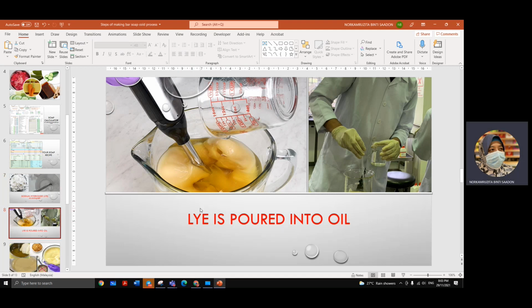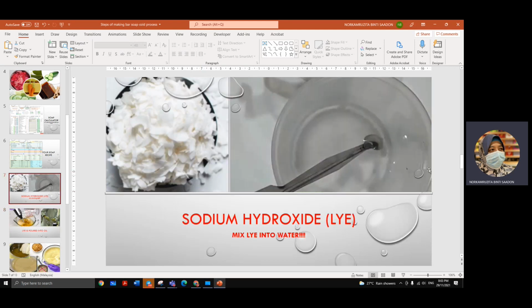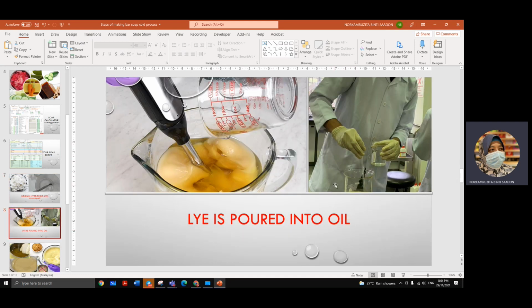So after you dilute your sodium hydroxide into the water, make sure the condition of the solution is clear, crystal clear. It must not be cloudy. Make sure it becomes clear. So don't keep this solution for 1 day or 2 days. Once it is done, then you continue with your oils.